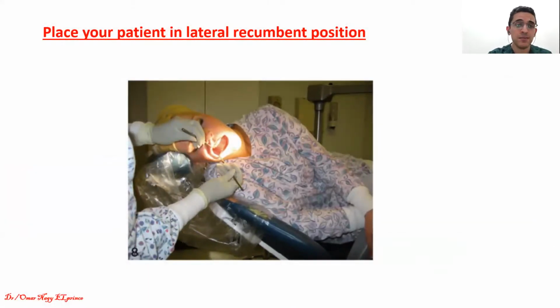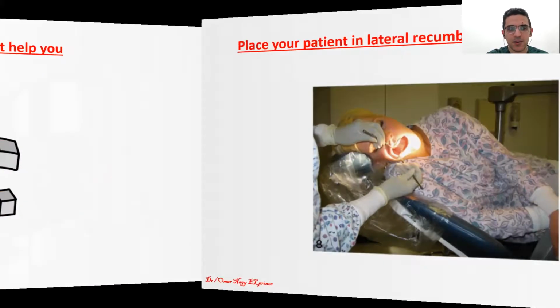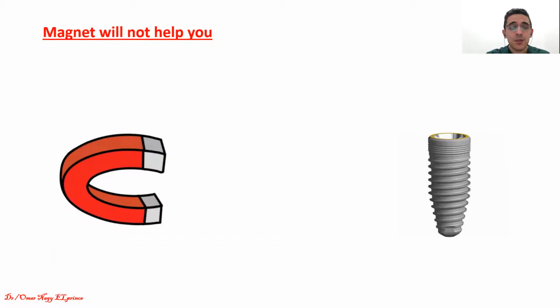This has also been described in the literature: ask your patient to lean in a lateral recumbent position, so the implant will come with gravity. Don't ask your patient to stand up. Don't ask your patient to turn upside down. No, you don't want to do this to your patient. Just ask your patient to lean in the lateral recumbent position, so the implant will come with gravity. It will help you, actually. So these are the 8 tips.